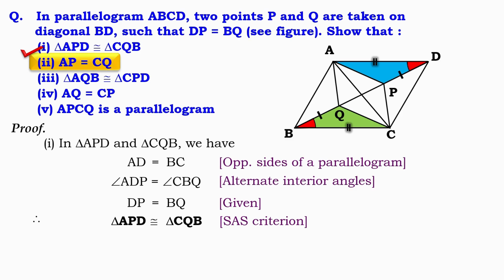Okay, now coming to the second part. So AP equal to CQ. So if you take a look, these are the corresponding parts of the triangles that we just now proved. So by using the CPCT tool, we can clearly say that AP is equal to CQ. I know now you know the meaning of CPCT: corresponding parts of congruent triangles. So second part is also proved.